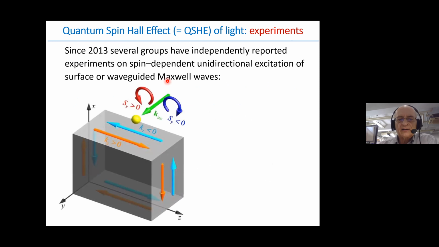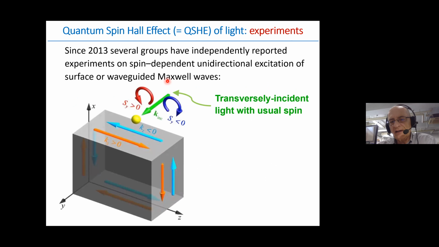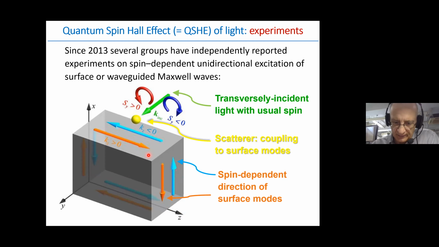They all have a system like this, where you can have transversely incident light with the usual spin, so you can change the helicity, either blue, inducing the blue response here, or red, inducing the red or orange response here. So there is a scatterer. You couple the surface modes, either via a particle or directly incident to the surface, and there is a spin-dependent direction of the surface modes. So this is the underlying situation from many experiments.